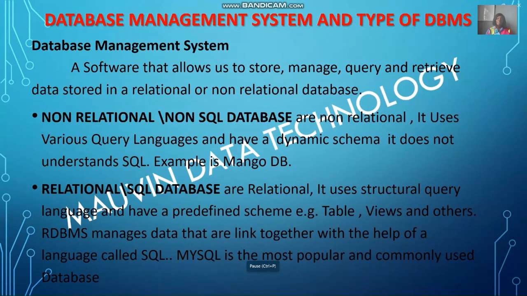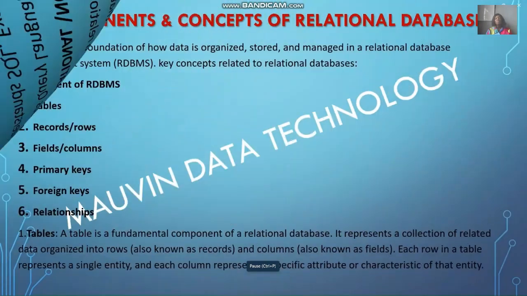What is a DBMS? It is software that allows us to store, manage, query, and retrieve data stored in a relational or a non-relational database. Non-relational and relational databases are the two types of database we have. An example of a non-relational database is MongoDB, which has a dynamic schema but is non-relational in nature. It does not understand SQL language, but a relational database is relational in nature. It has predefined schemas and it understands SQL language. An example of it is MySQL. MySQL is the most popular and commonly used database.